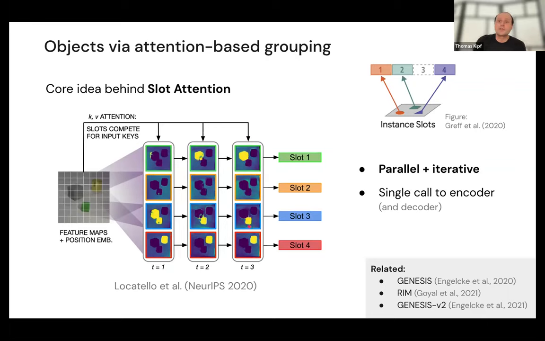And the nice thing about this is it only requires a single call to the encoder and to the decoder. So you don't have an iterative dependency. And the attention mechanism here is very lightweight, so this is a relatively fast method. And of course, it's very similar to what has been successful around the same time in supervised detection with detection transformers.